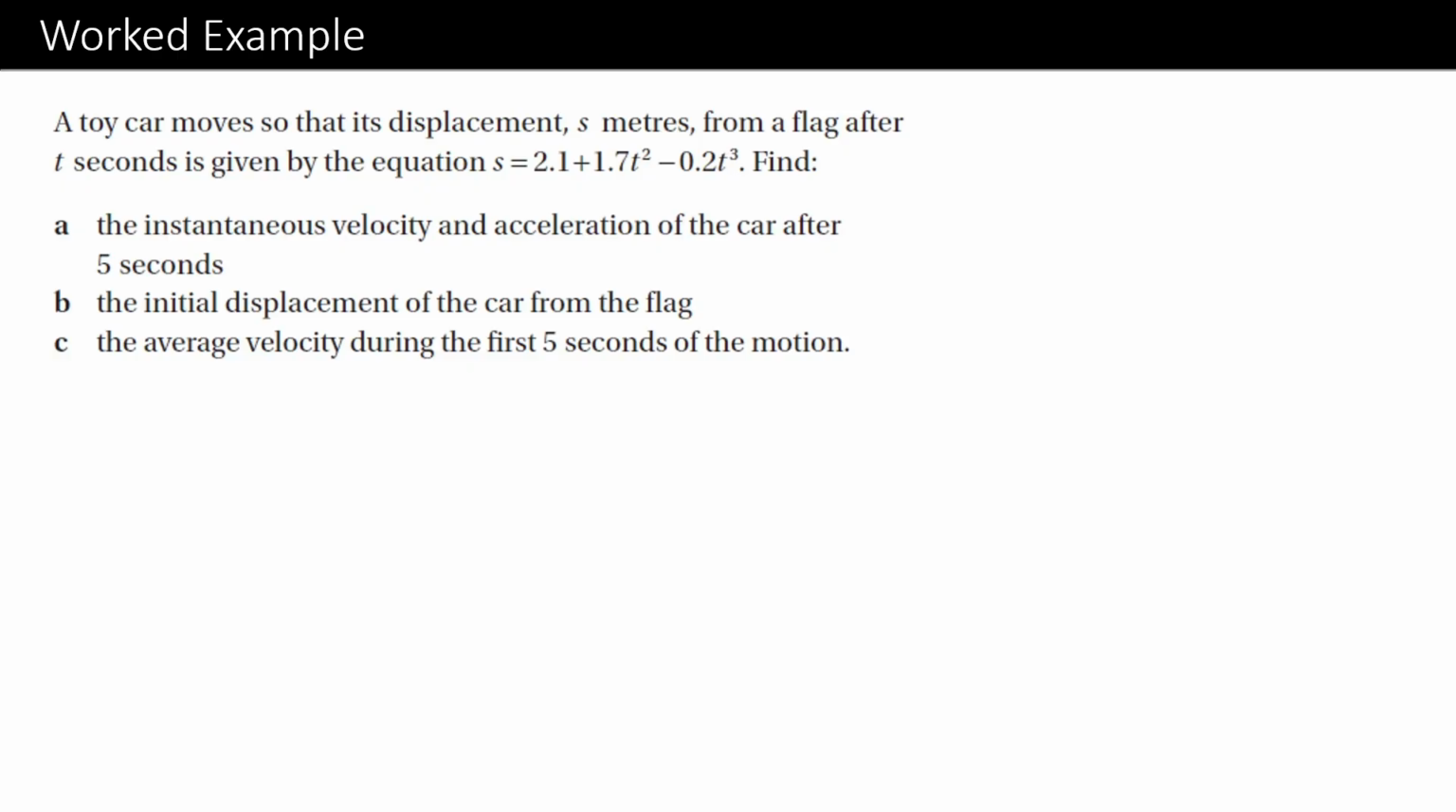So let's have a look at our first example. The question says a toy car moves so that its displacement s meters from a flag after t seconds is given by the equation of s equals 2.1 plus 1.7 t squared minus 0.2 t cubed. And the first part of the question is asking us to find the instantaneous velocity and the acceleration of the car after 5 seconds.